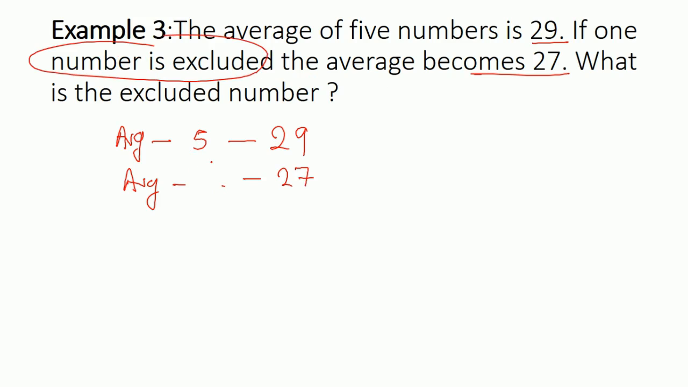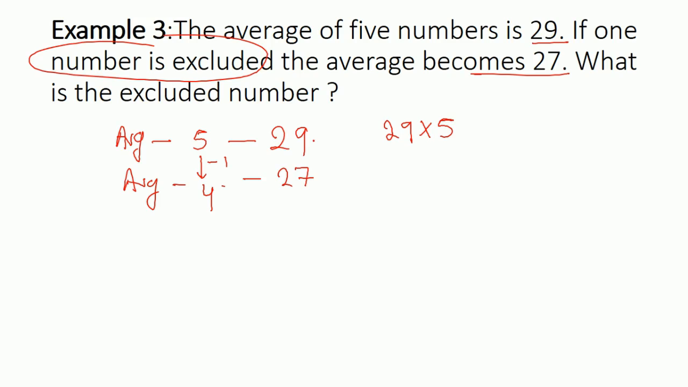So instead of 5, if we exclude 1, it gives you 4. So the average of 4 numbers is 27. You need to calculate which number is excluded. It's quite easy to solve, because if the average of 5 numbers is 29, obviously you can write 29 into 5. That is going to give you the total of the numbers provided.